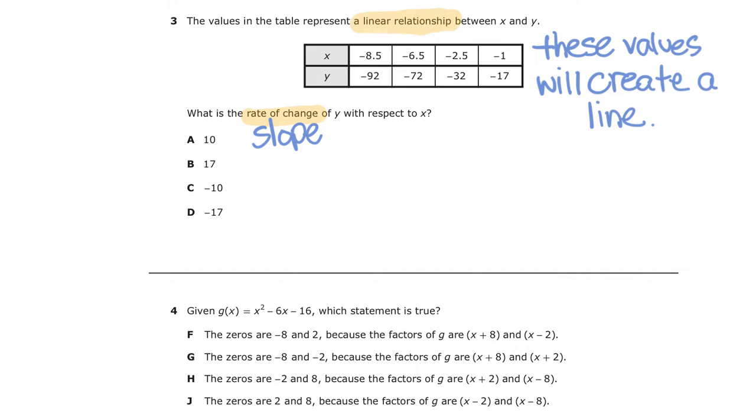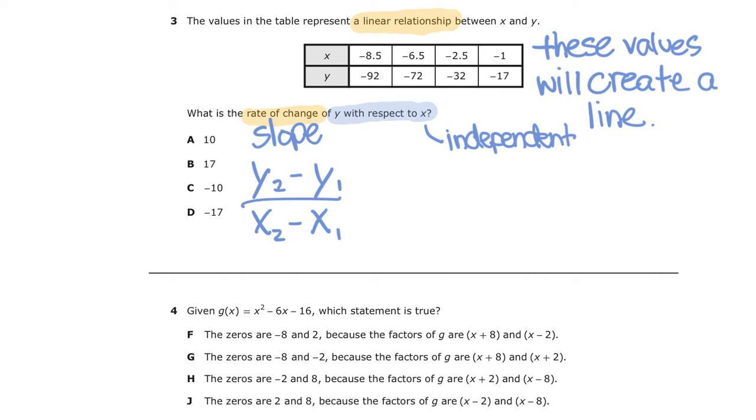And when we find the slope of a line, it's just one value. It's the difference in the y's divided by the difference in the x's. But this says rate of change of y with respect to x. That simply means that x is the independent variable and y is dependent on that. So when we calculate the slope, it means that y is in the numerator and x is in the denominator.